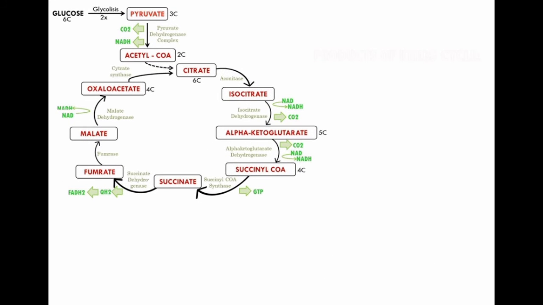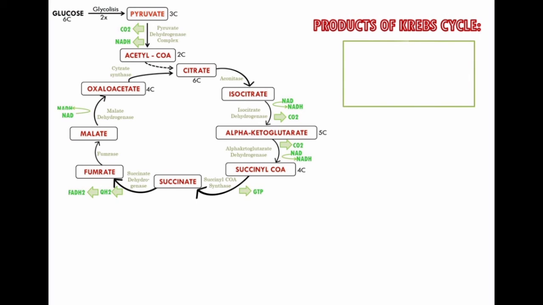Now, let's look at the result of the Krebs cycle. Through each cycle of the Krebs cycle, the following products are generated: 3 molecules of NADH, 1 molecule of FADH2, 1 molecule of GTP, and 2 molecules of carbon dioxide.